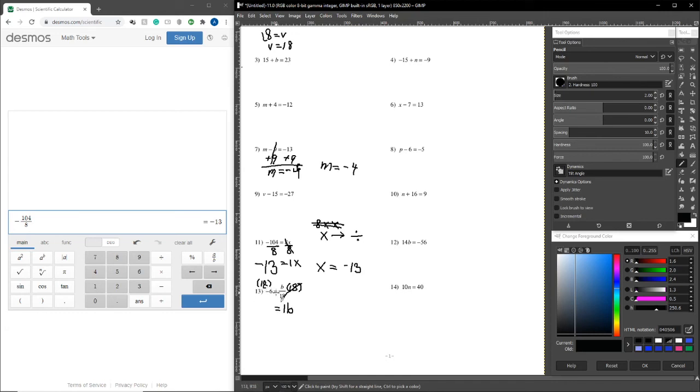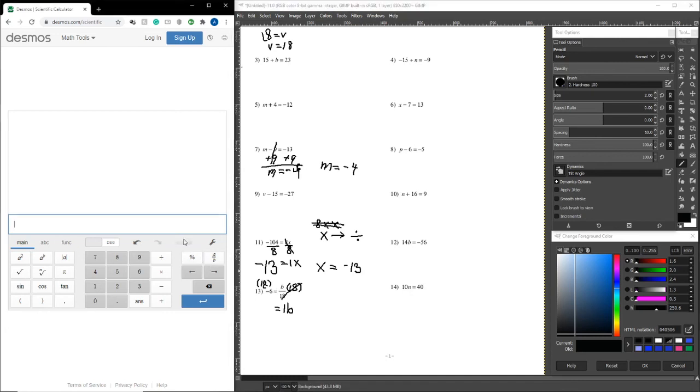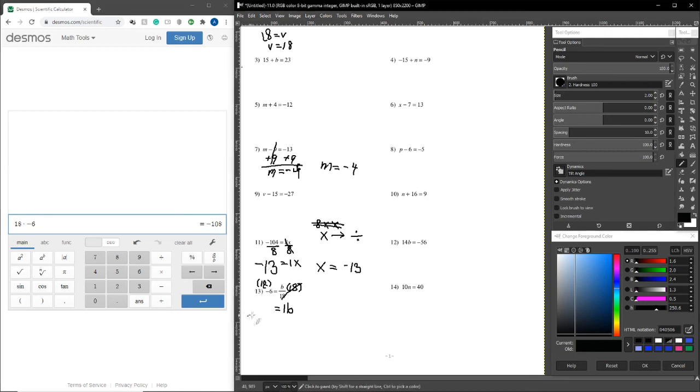So I'm going to come on over to my Desmos Scientific, clear everything, and we'll go 18 times the -6. Whoops, I hit the divide. So let's clear that and do that again. 18, here's the times, and we'll go -6. Okay, we see that our answer is -108. So I can come on over here and write -108.